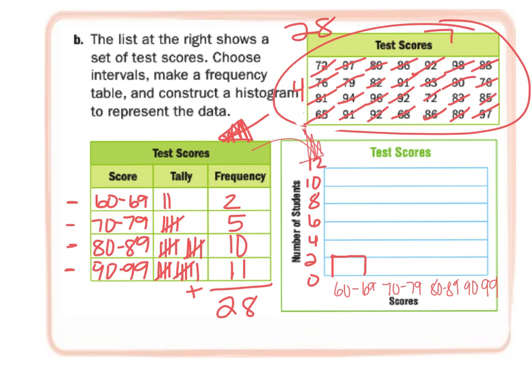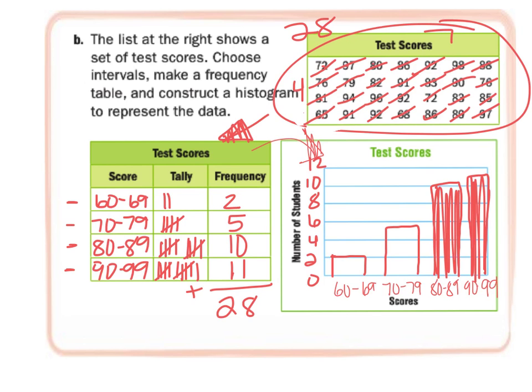70 through 79 was at 5. So that's in between 4 and 6. It's not perfect, but it will do. 80 through 89 is at 10. And then 90 through 99 was at 11. And then I would fill those in, and then I would have my histogram. Notice they had the labels on here for us. So that's something that we didn't have to write in, but the labels give us the information. Here are the scores, here's the number of students, and the test scores.